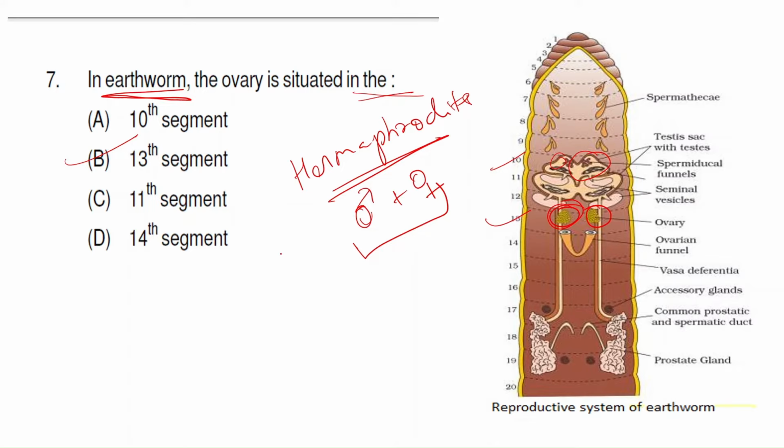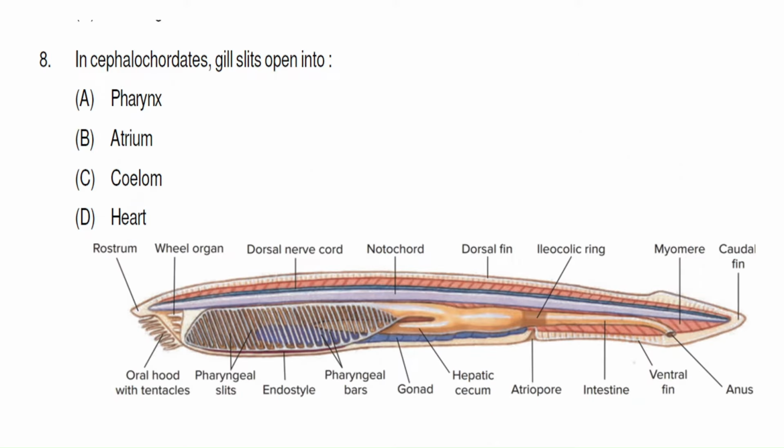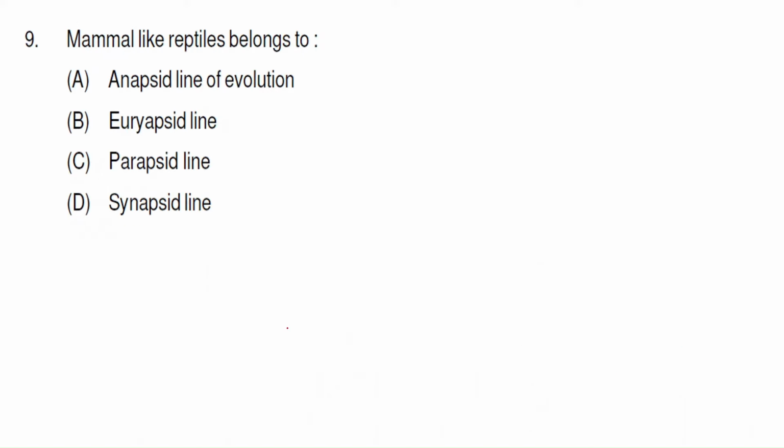Next question. Question number 8. In cephalochordates, gill slits open into... the answer is atrium. These are the pharyngeal gill slits and they are opening where? To this atrium.